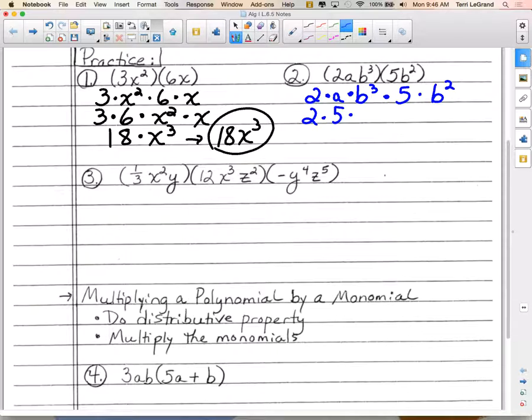2 times 5 times a times b to the 3rd, excuse me, that's not a 5, that's a 3. That's a 5 above it, times b to the 2nd power. Now we can actually do the multiplying. 2 times 5, 10. a doesn't have anything to be multiplied by, does it? There's not another factor with a base of a and b to the 5th, because we add those exponents. Okay.